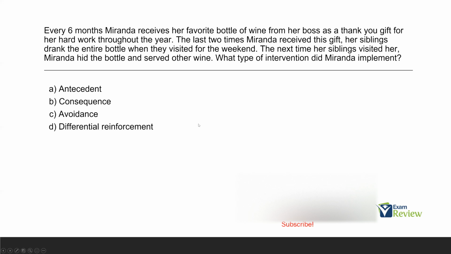Differential reinforcement. Well, we're not sure if she's teaching an alternative, if she's reinforcing anything. All we know is she's taking action before it happens, making it an antecedent intervention by hiding and serving other wine. So, what type of intervention did Miranda implement? Well, A, antecedent.